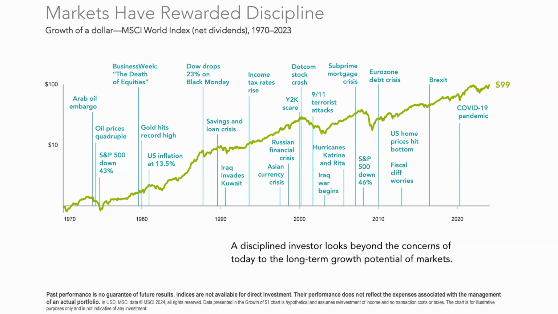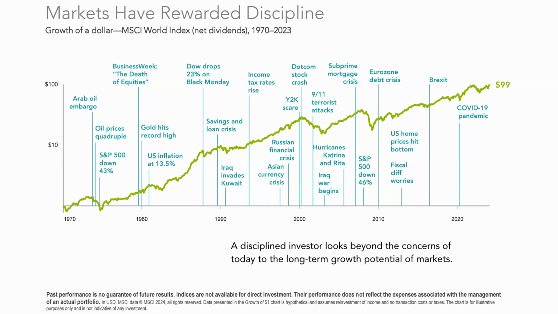This is all world markets. It's the MSCI World Index. This is all investable stocks in the entire world over this time period. $1 grew to almost $100, 100 times. And there were opportunities to panic all along the way, where the market was down 10%.